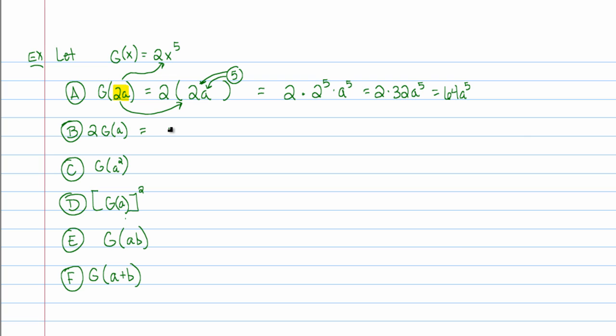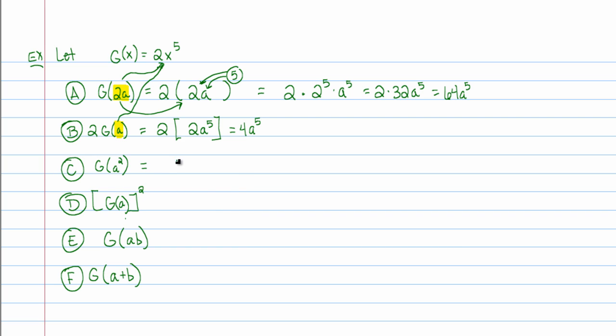The second example is slightly different. It's twice g of a. Remember, wherever I see an x in the original function, I'm going to replace it with whatever this is. So my function g of a is going to be 2 times a to the 5th. Instead of 2 times x to the 5th, it's 2 times a to the 5th. And of course, 2 times 2 here will be 4, and then a to the 5th.